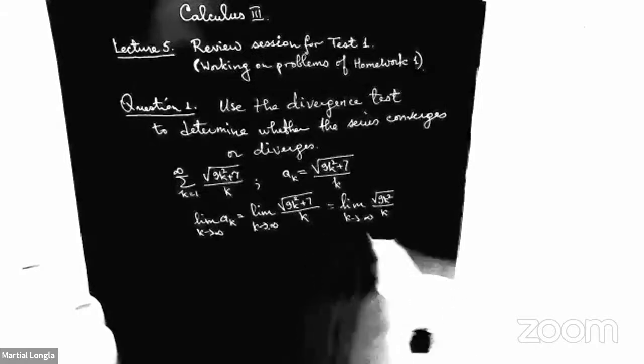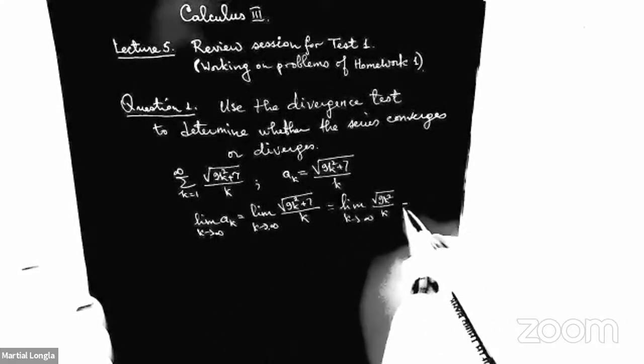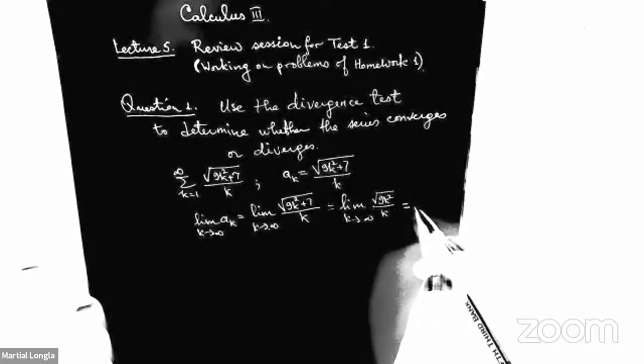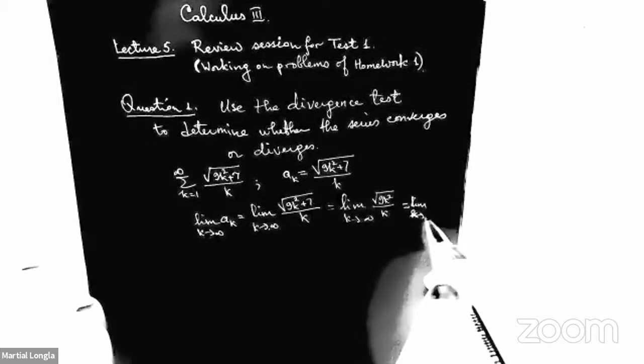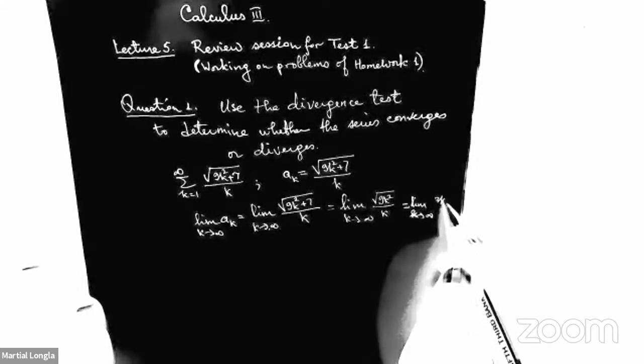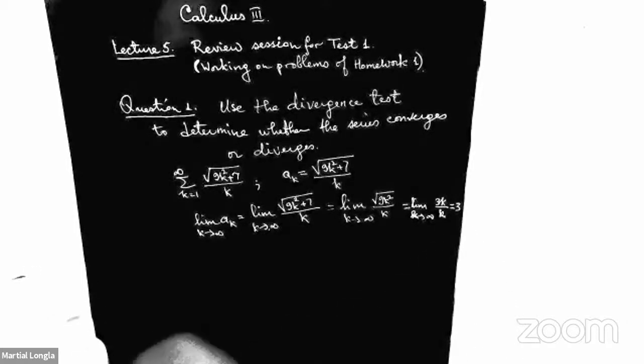The only correct thing to do is to go out there, and now you can take the square root. That's the square root of 9k squared. Limit as k goes to infinity of 3k over k, and 3k over k is 3. That's why the answer is 3.